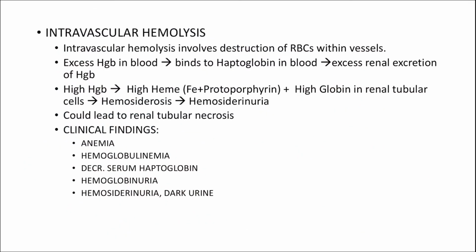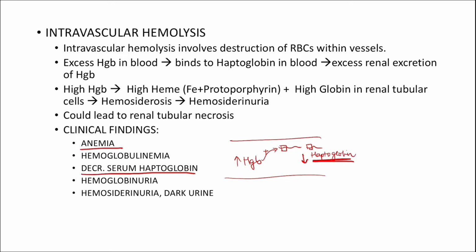And now we talk about intravascular hemolysis, and that involves destruction of red blood cells within the vessels. So what that means is that within your vessels, you now have a high amount of hemoglobin. And hemoglobin binds to a free molecule that's flowing around in the blood called haptoglobin. Hemoglobin will bind the haptoglobin, and that's the only way it can exist in the blood. So the amount of free haptoglobin left in the blood would decrease, and that is a sign of intravascular hemolysis. So obviously anemia and decreased serum haptoglobin.